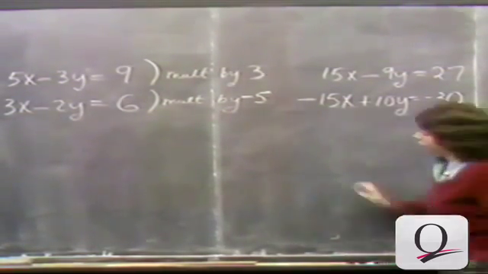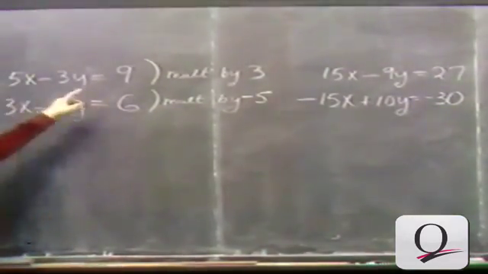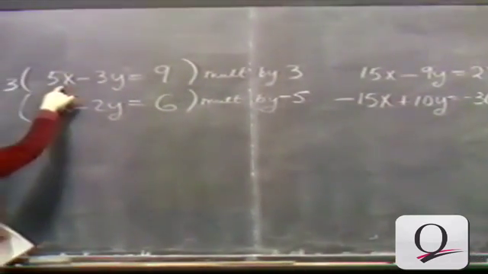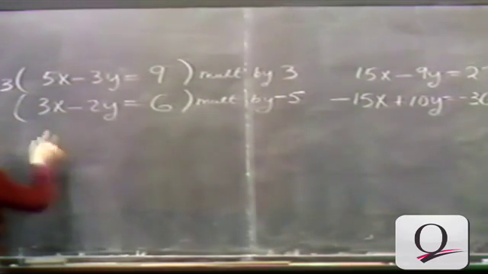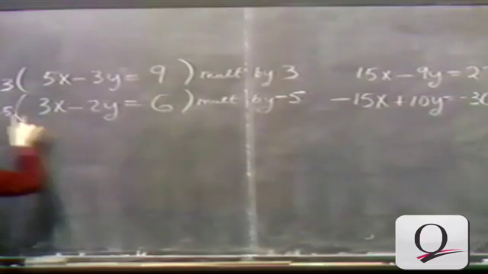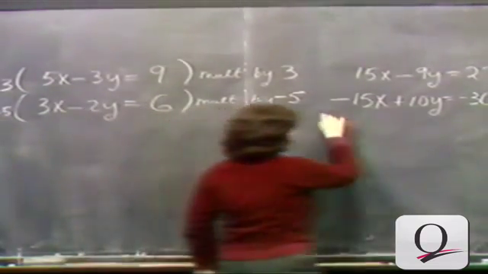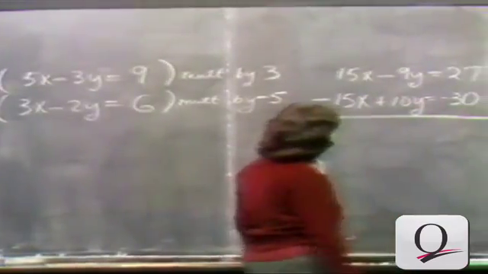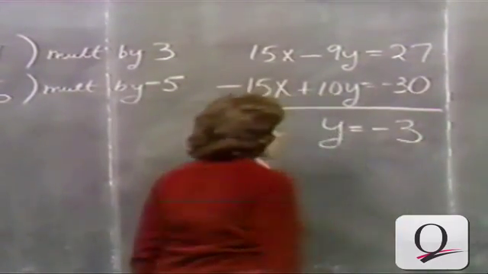Okay, let's look that over. We are multiplying the top equation by 3. The 3 is going to be distributed all the way through. 3 times 5, 15x minus 9y equals 27. We're multiplying the bottom equation by minus 5. Minus 15x plus 10y equals minus 30. Now, when we add the two equations, the x's drop out. Minus 9y plus 10y, that's y, equals minus 3.